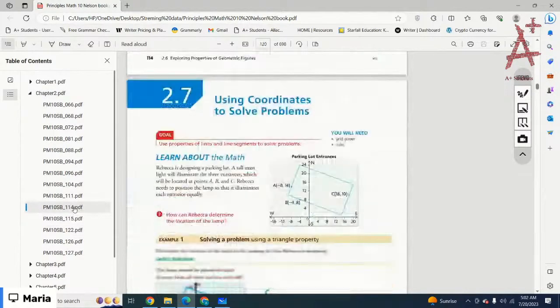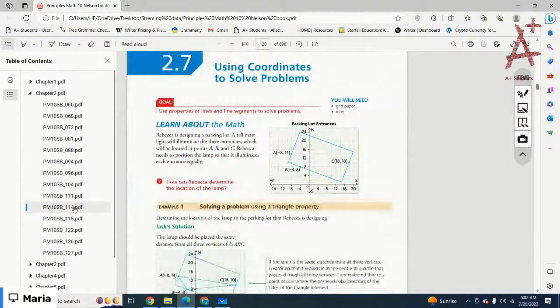Okay, here is 2.7. We're going to start with using coordinates to solve problems. So let's just start with the lesson.